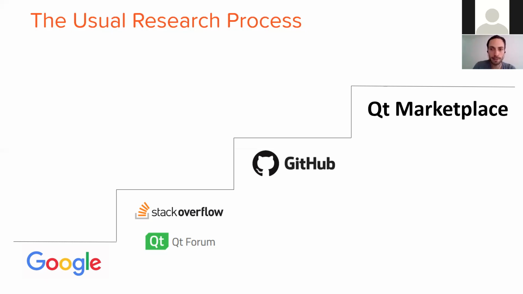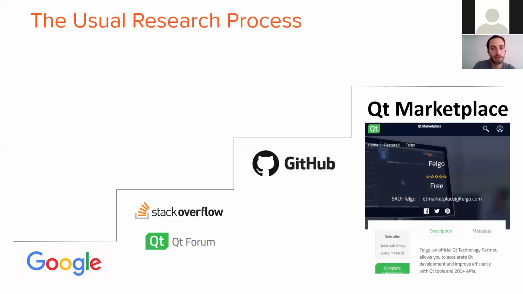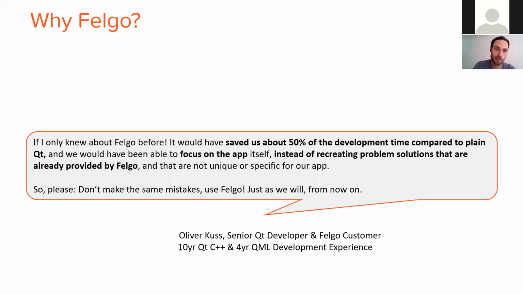And we're really glad to be one of the initial launch partners for the Qt Marketplace, because we often hear feedback from our customers like this one from Oliver. So he mentioned, if I only knew about Felgo before, it would have saved us about 50% of development time compared to plain Qt. And we would have been able to focus on the application itself instead of recreating problem solutions that are already provided by Felgo, that are not unique or specific for our app. So we often hear very similar stories like that, and that customers created their own workarounds and custom solutions to problems that are already solved in Felgo.